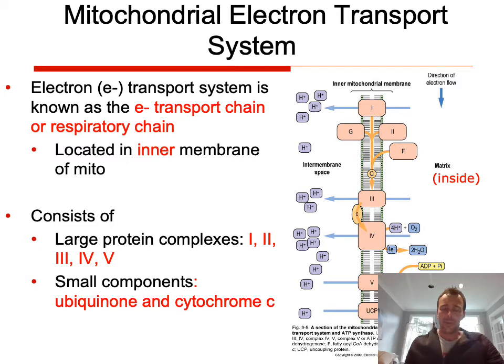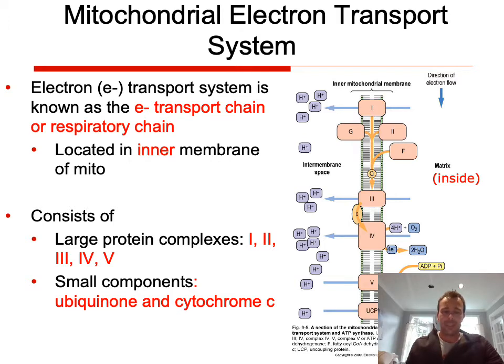So here's what the whole thing looks like. We're going to step through this. The electron transport system is known as the electron transport chain or the respiratory chain. Again, this is located in the inner membrane of the mitochondria. Just to orient you on all these slides, this is inside the mitochondria, this is the inner membrane space, and the outer membrane would be here if we were showing it. But here's the direction of the electron flow down the electron transport chain.